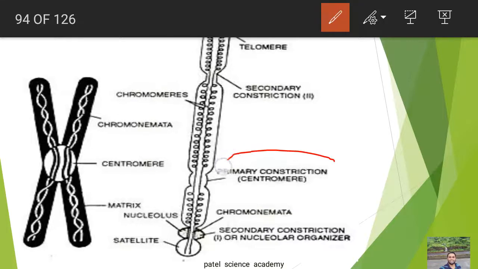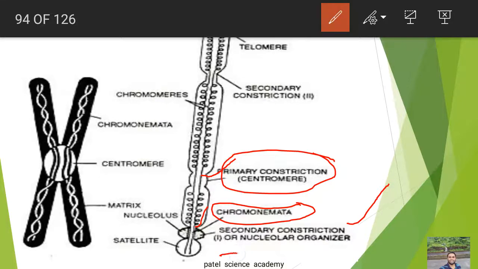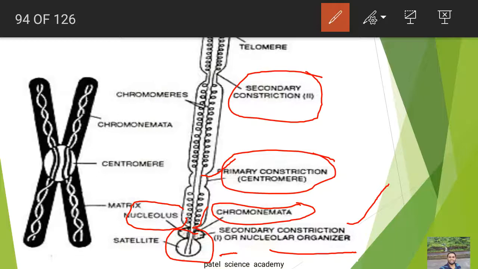This is that primary constriction which is called centromere, the middle of the chromosomes. This is chromonemata. This is secondary constriction number 1 or nucleolar organizer. This is satellite. This is nucleolus. This is secondary constriction 2. This is secondary constriction 1. This is secondary constriction 2.